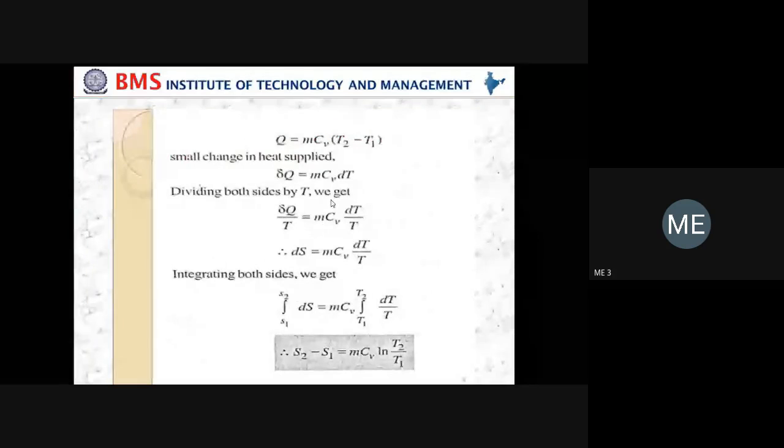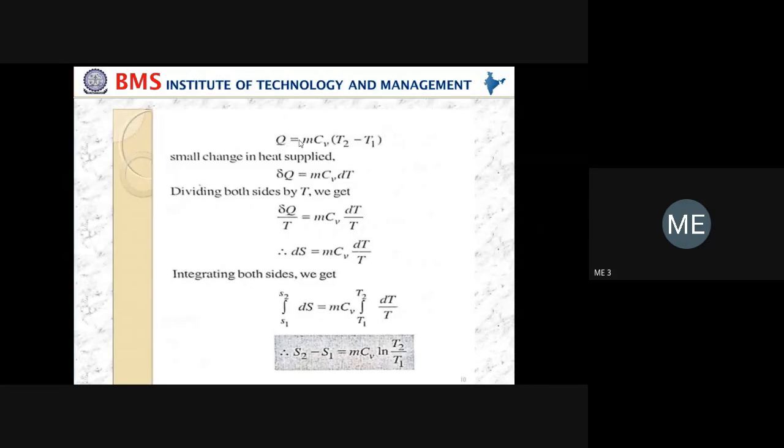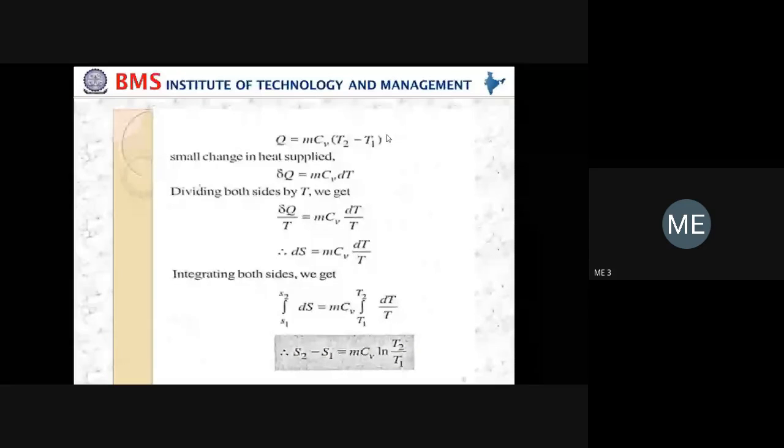Okay, and this is the expression for the heat transfer during the constant volume process. You remember this formula, Q equals m Cv into delta T. This is the amount of heat transfer during the constant volume process or isochoric process, where m is the mass of the working substance in kg, Cv is the specific heat at constant volume, and delta T is the difference in temperature, that is final temperature minus initial temperature. This is the standard formula for the heat supply during constant volume process.